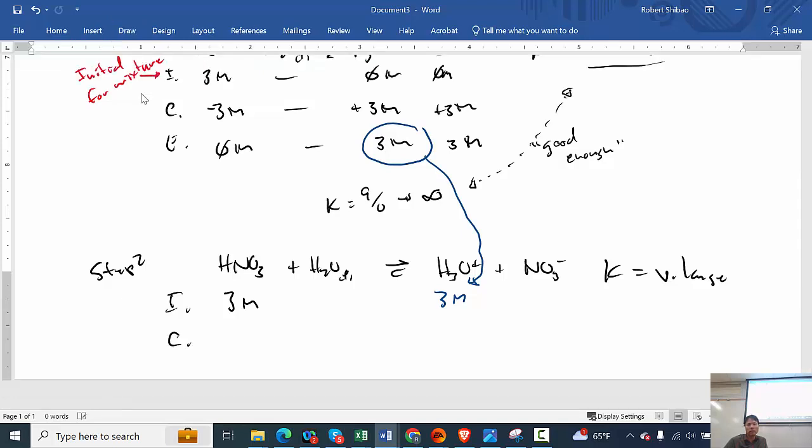So the change, when you have a K that's very large, what is the change going to be? We assume it's complete. I'm going to have 0 molar nitric acid, so at the end of this we'll have no more of this. We're going to have 6 molar H3O+ and 3 molar nitrate.